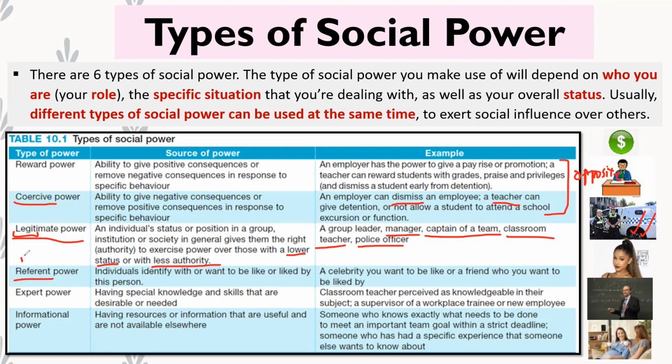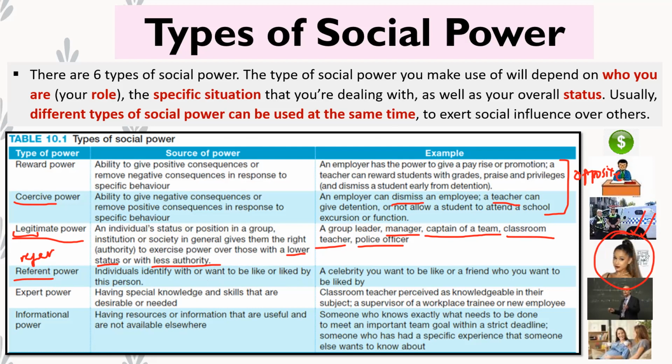Okay, referent power. Referent comes from the word refer, like someone you refer back to. Referent power is usually the kind of power that a person has when others like them or want to be like them. We're talking about celebrities, but it doesn't have to be celebrities. It can be someone popular in school, or someone you look up to who has achieved something you want to achieve. That's the kind of power they have over you.